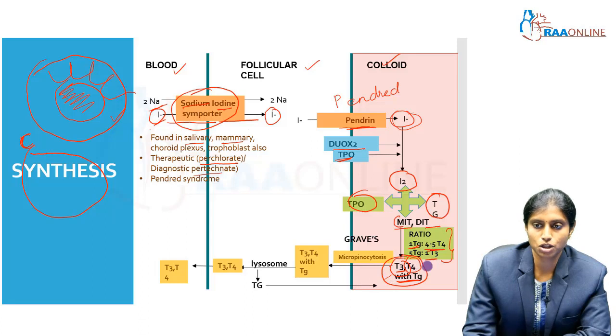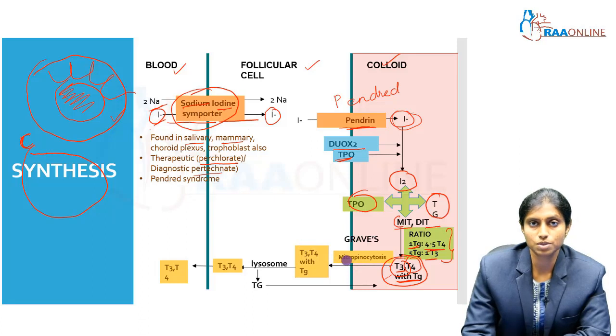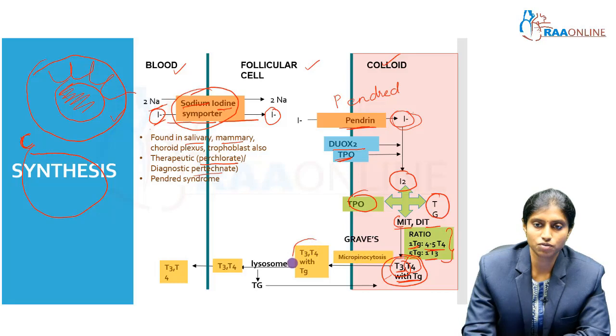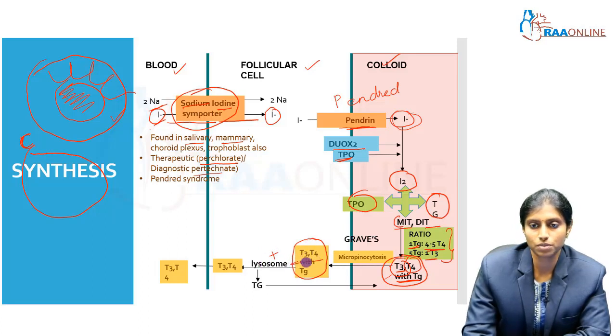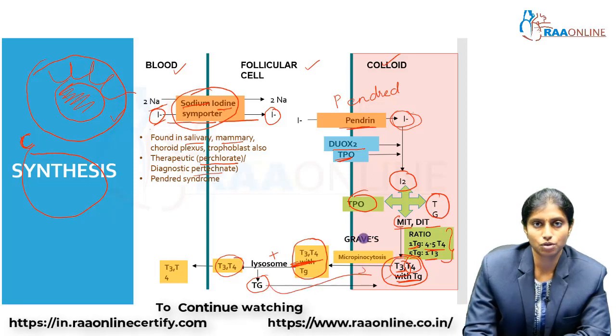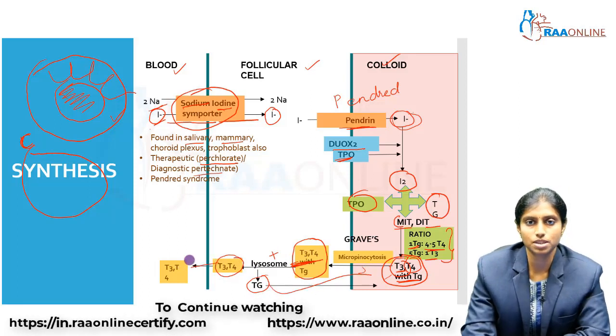After this production of T3 and T4, it is transported into the follicular cell by a process called micropinocytosis. It is a form of endocytosis. So the endocytosed vesicle is now inside the follicular cell. It will combine with lysosome. Lysosome is an intracellular organelle. It is capable of digesting multiple proteins and destroying bacteria. So this lysosome will break T3 and T4 from thyroglobulin. So we get free T3 and T4 and also thyroglobulin separately. Thyroglobulin is circulated back into the colloid, whereas T3 and T4 is released from the cell into the blood.